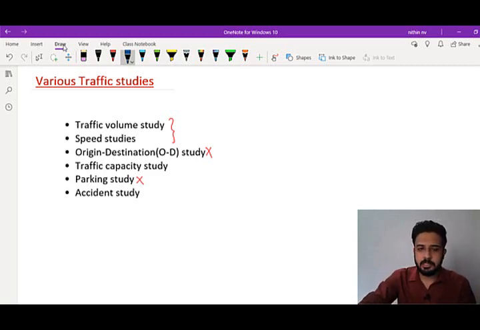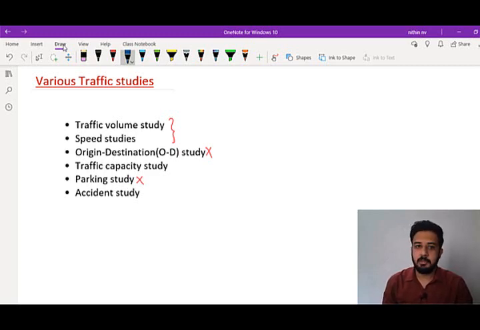Okay, some information we have already seen in the last class, how we are going to count the number of vehicles and how we are going to decide the peak hour on a particular day and all, right? So if we are counting the number of vehicles, either we can count it manually or we can count using some automatic counting devices.